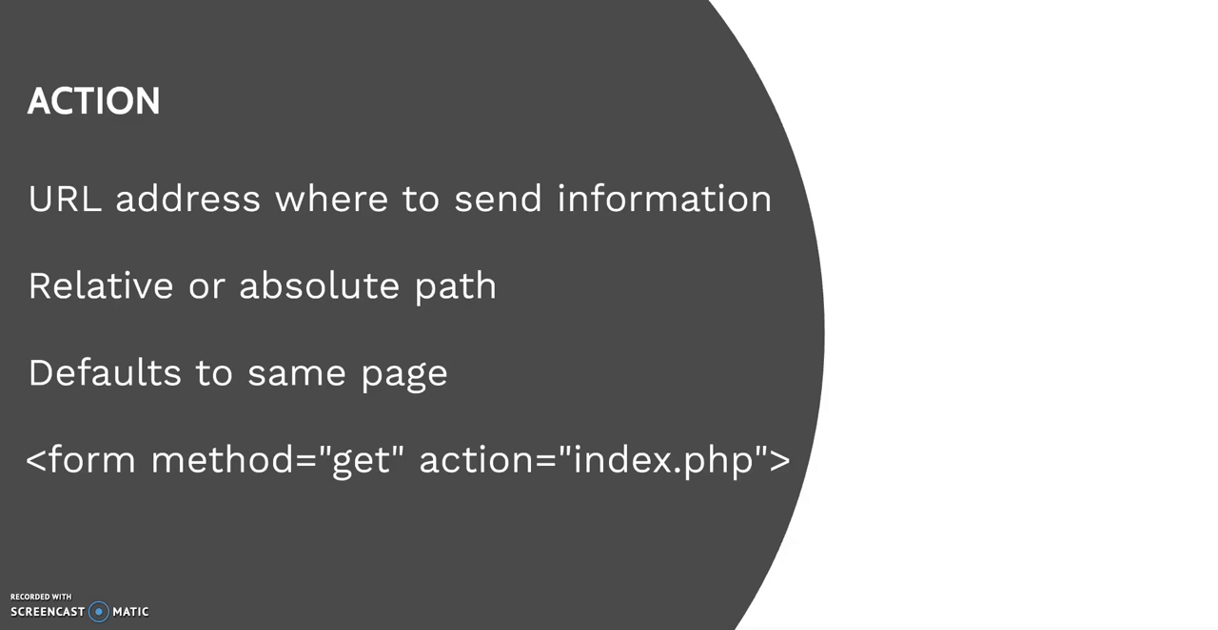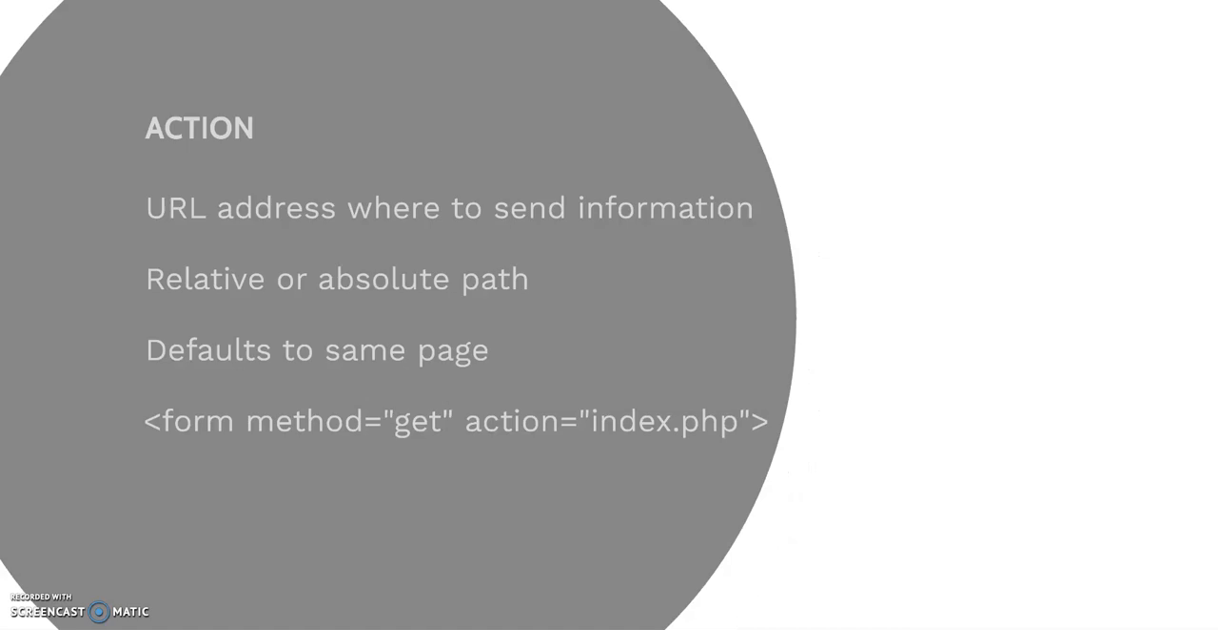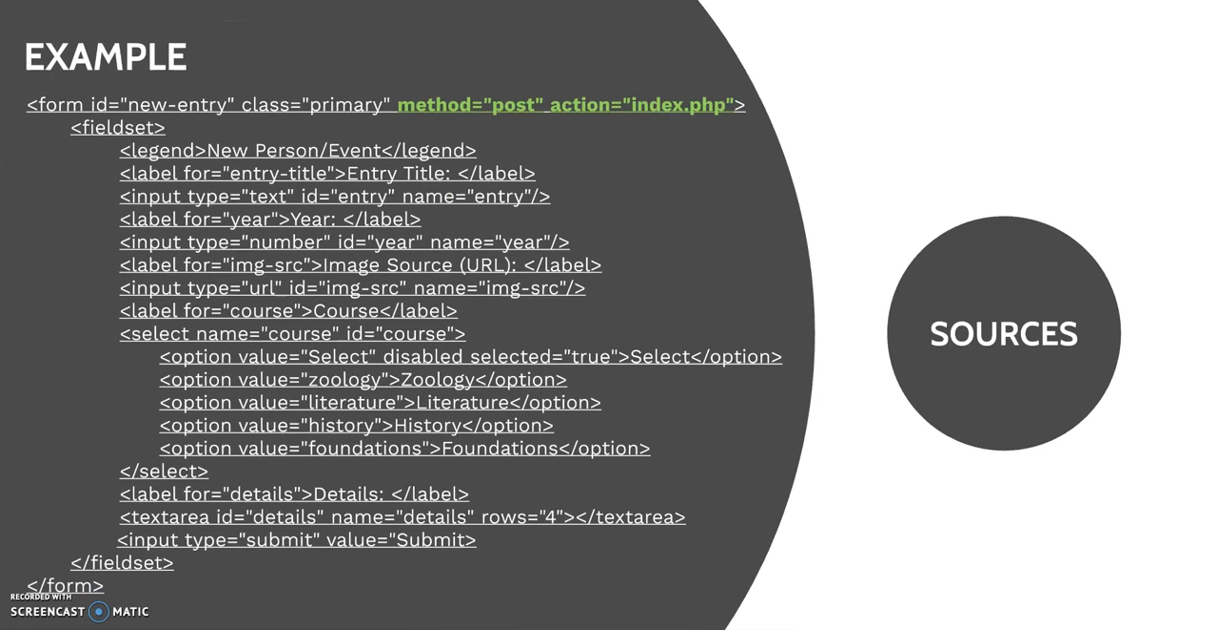Here you can see the syntax. Within the form tag, you use method equals get or post, and action equals the URL of the page you want to submit it to. Here you can see an example of these attributes in action in an actual form. As you can see, you simply add the attributes along with the others like ID, class, etc. The order of attributes doesn't matter.